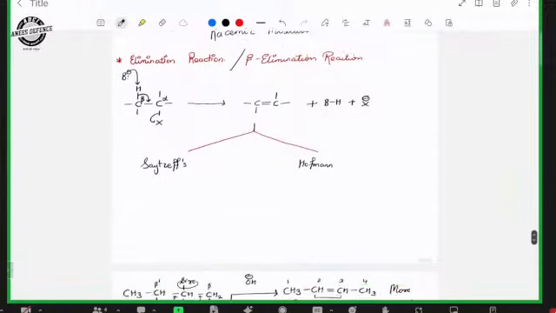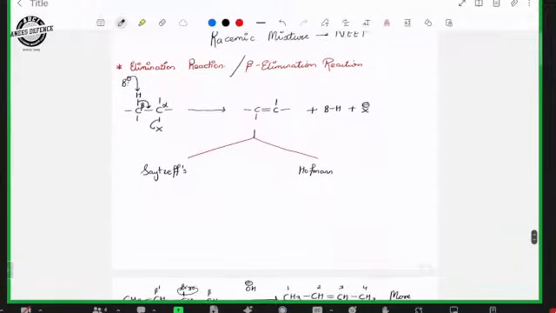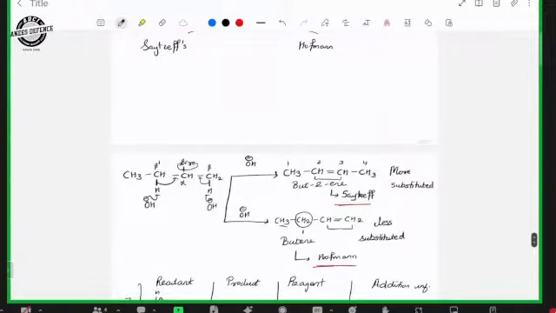Then comes elimination reaction. We saw two types of elimination, which is Saytzeff elimination or Hoffman elimination. Basically, in nucleophilic substitution the reactant was OH minus, and in elimination also the reactant is OH minus. So what is the difference? In nucleophilic substitution the reactant is aqueous OH minus, and in elimination the attacking nucleophile is alcoholic OH minus. So that time only we'll get a doubly bonded system.